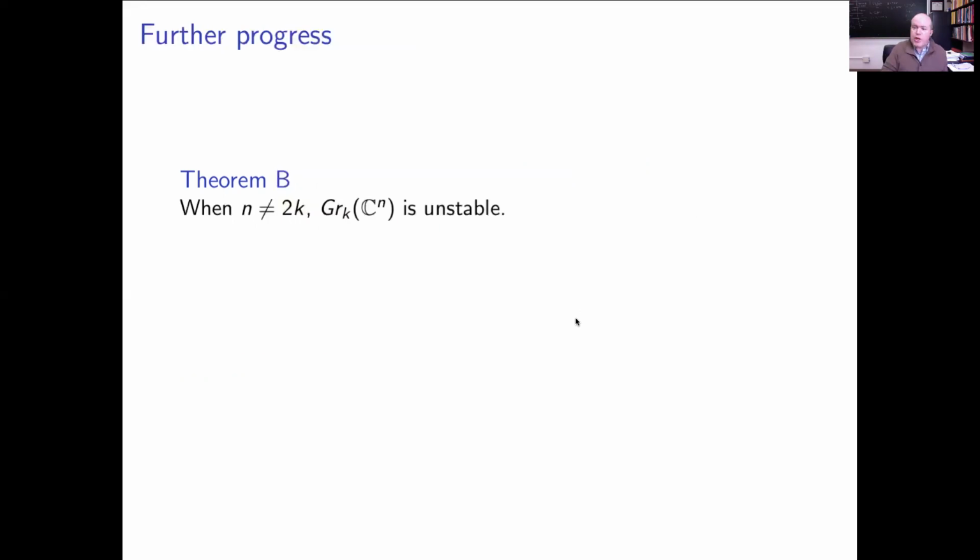So theorem B is a generalization of this. Of course, we don't have the Hopf fibration in general, so we have to try something new. So the statement is that when n is not equal to 2k, the complex Grassmannian of k-planes is linearly unstable, and so dynamically unstable. So that's the theorem. When k is 1, you get back to CP^n, and that's Kröncke's result. We notice that when k is 1, you can't have n being 2, because that would be the 2-sphere. That's not allowed. So that's okay.